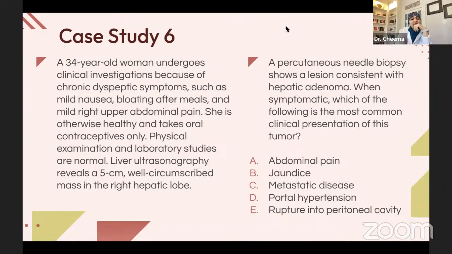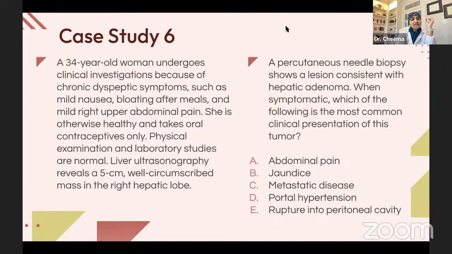Good. So in this case study, they mentioned the patient has hepatic adenoma, and they want to know specifically the clinical presentation with hepatic adenoma. As we talked about briefly in the beginning of our session, patients with liver disorders present with abdominal pain, and it can be jaundice, right? But specifically in hepatic adenoma, the most specific presentation is rupture into the peritoneal cavity. So what is liver adenoma?